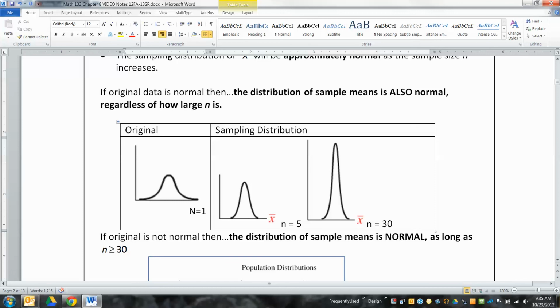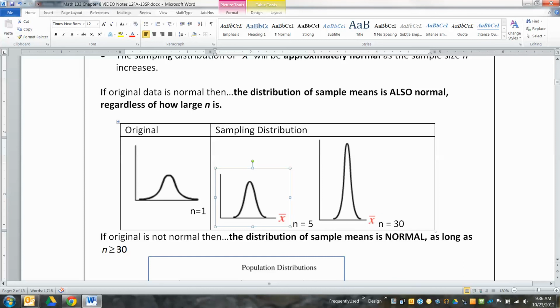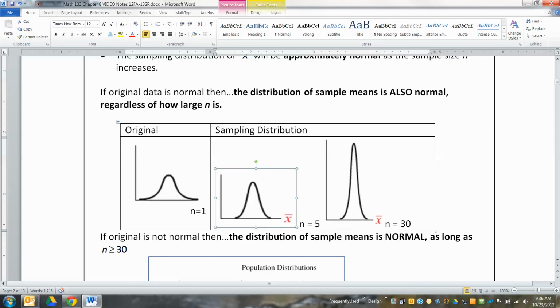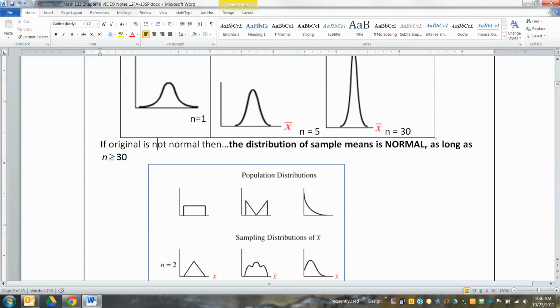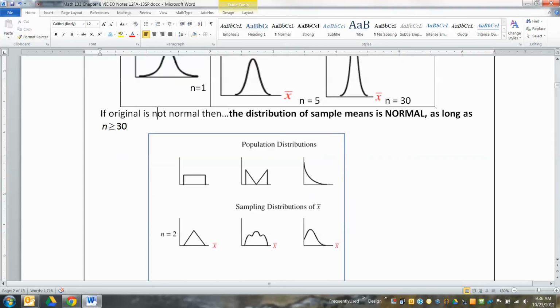right? So if it's normal when n is equal to 1, then it's going to be normal for 2, 3, 4, 5, 6, whatever. And the only deal is that the bigger your sample is, the narrower it spreads. See, n equals 30 makes it pack in really tight, and then it has a higher peak, if you will, than when n is equal to 5. Good?